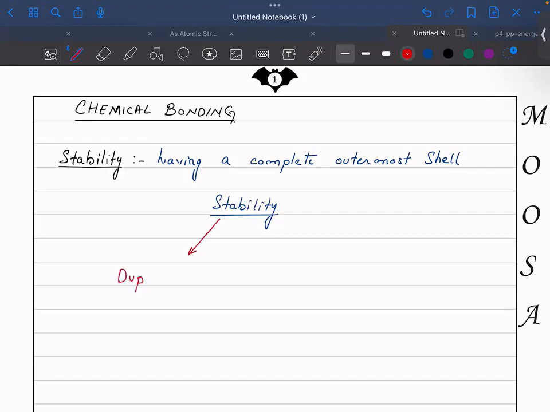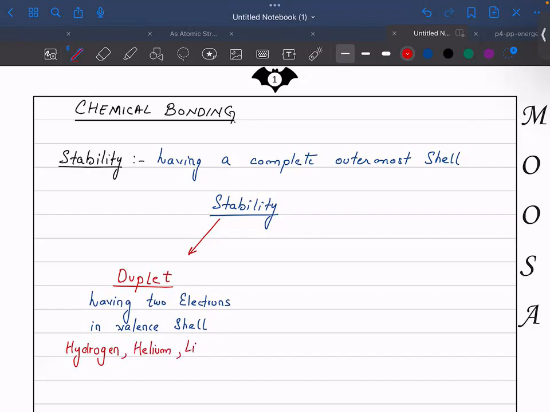We say they follow a duplet rule. Duplet rule is having two electrons in the outermost shell, or outermost shell is also known as valence shell. Duplet rule is followed by only few elements, which includes hydrogen. Hydrogen gets stable by having 2 electrons in its outermost shell. Helium is already stable. It is a noble gas. It already has 2 electrons in its outermost shell and it feels stable.